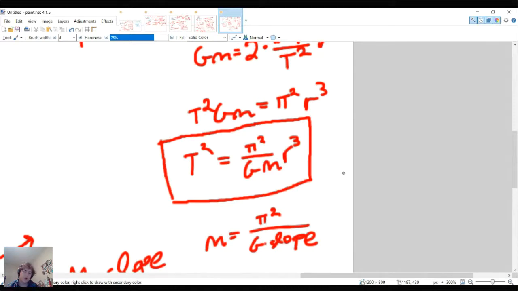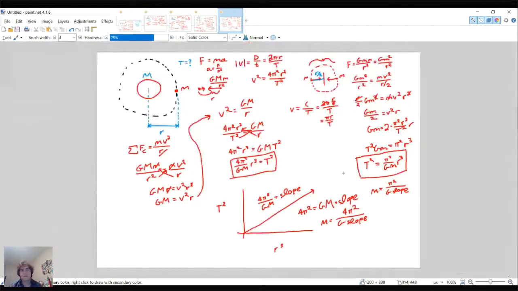I don't have the numerical value memorized. Pi squared is also a constant. You can solve for the mass. So if you want a challenge problem, I would recommend doing this on your own, solving for the case where they're not the same, and solving for the period.